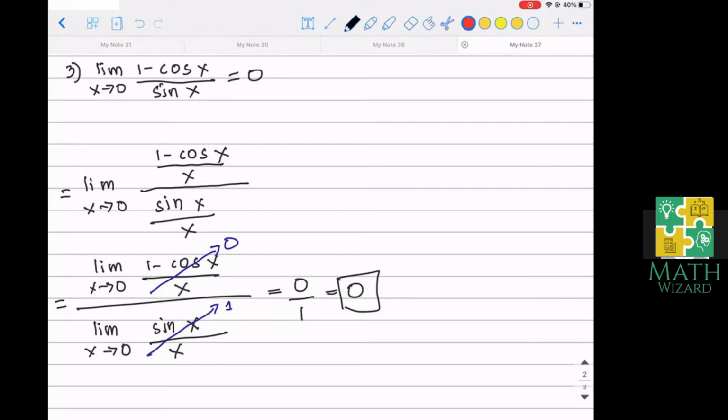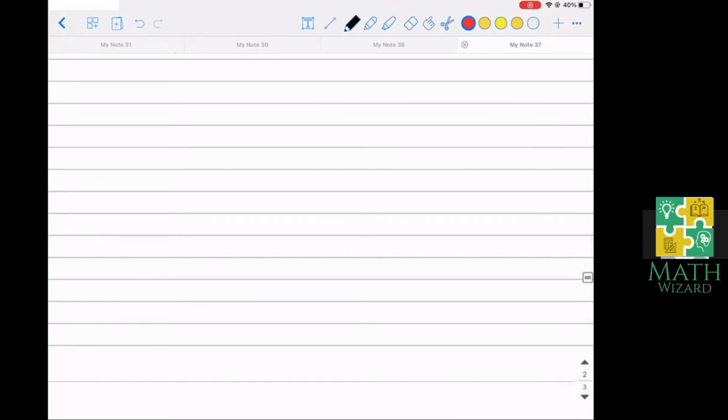Now, let's have another example. Let's say we need to find the limit of this one: the limit of tangent x minus sine x over sine cubed x as x approaches 0.